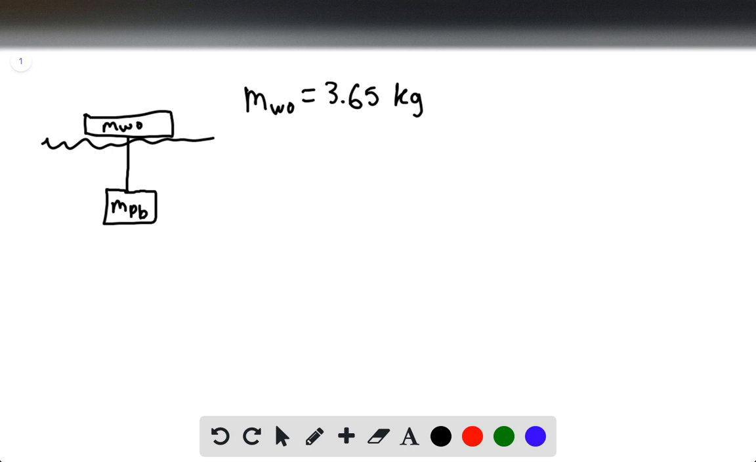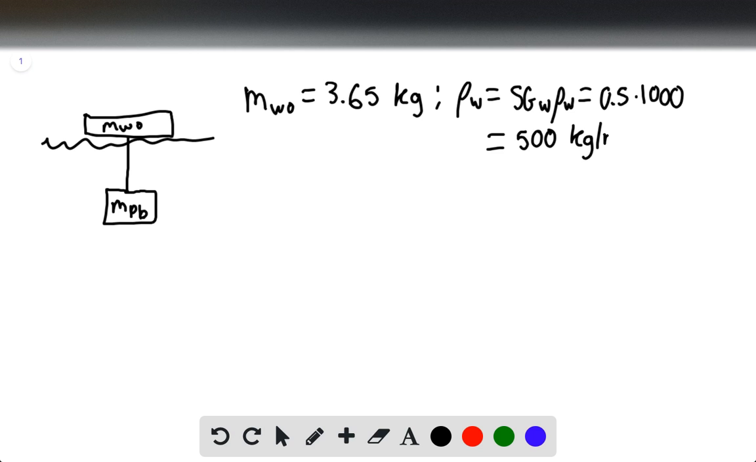And we know that the density of the wood is going to be equal to the specific gravity of the wood times the density of water. And this is going to be 0.5 times 1,000. So the density of the wood is going to be 500 kilograms per meter cubed. And we need the mass of PB needed to sink.